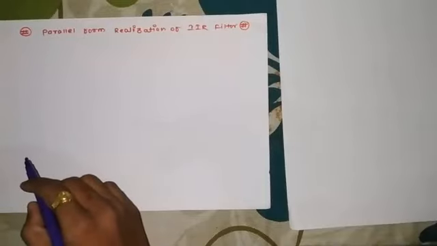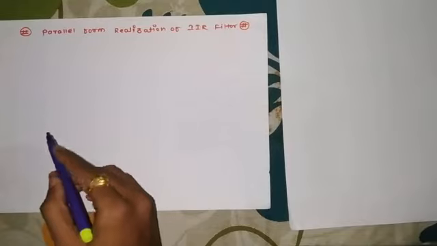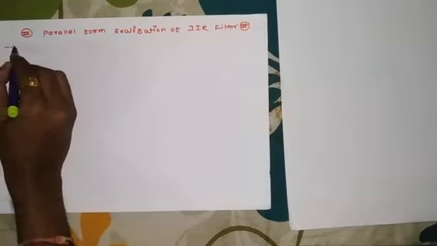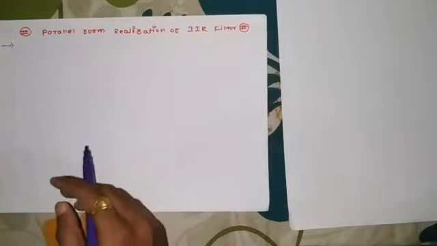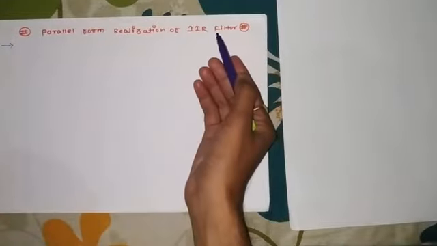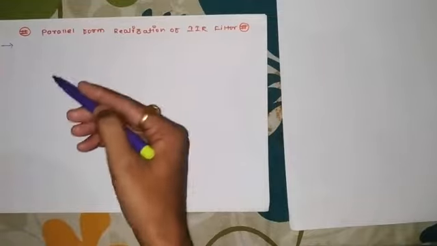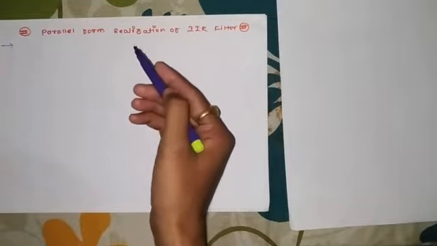Friends, in this segment we'll discuss the parallel form realization of IIR filter. Now friends, in the previous segment we discussed cascade form realization, in which we have seen that several IIR systems are connected in cascade with each other. That means simply their transfer functions were connected in series with each other.